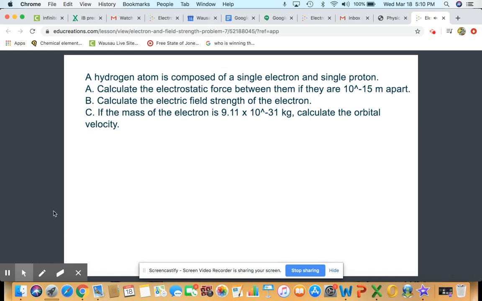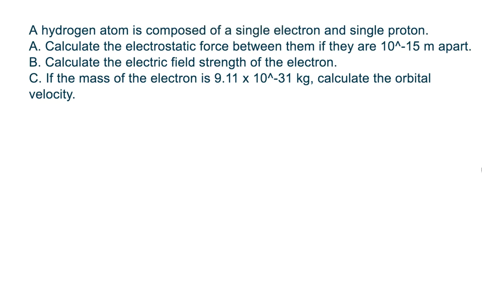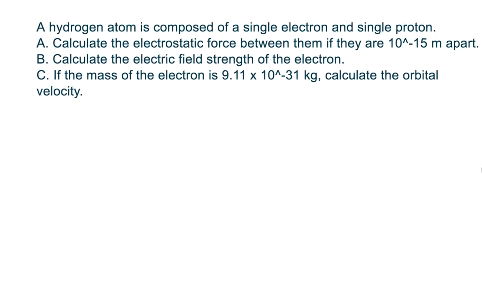Alright, so this question is stating a hydrogen atom is composed of a single electron and a single proton. Calculate the electrostatic force between them if they are 10 to the minus 15th meters apart. Calculate the electric field strength of the electron, and then if the mass of the electron is 9.11 times 10 to the minus 31 kilograms, calculate the orbital velocity. So let's start with question A.